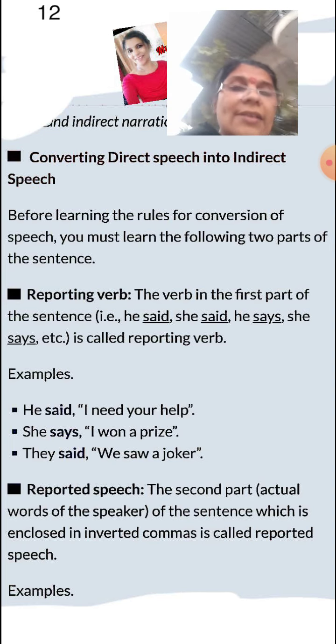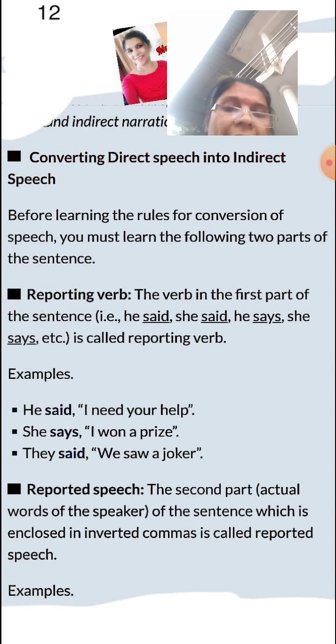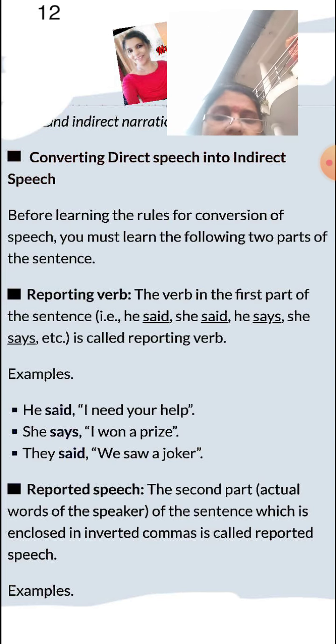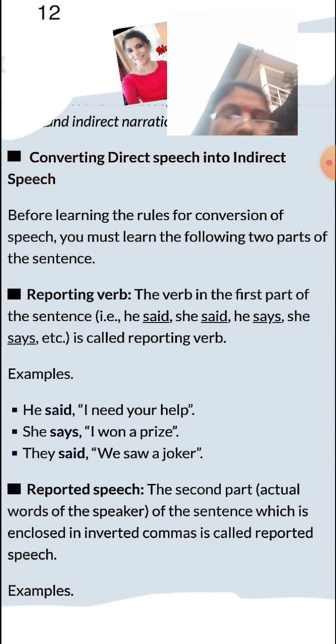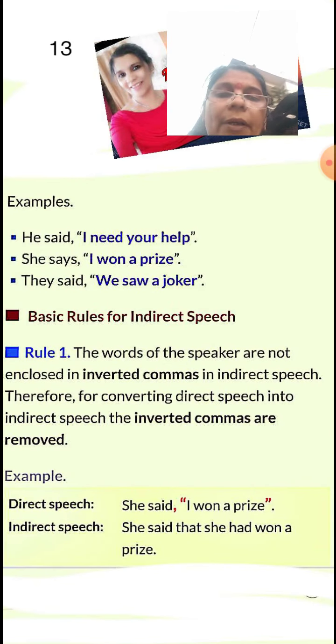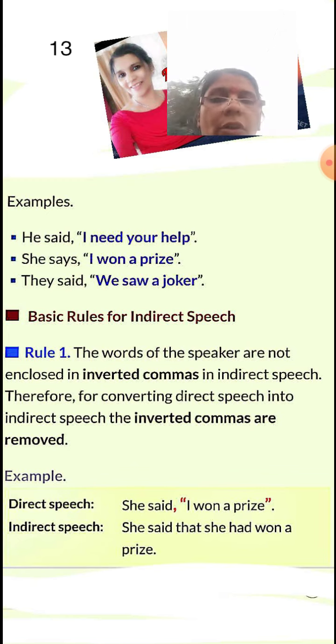Reported speech. What is reported speech? The second part, the actual words of the speaker in the sentence which are enclosed in inverted commas, is called reported speech. For example, he said, "I need your help." "I need your help" is the reported speech. She says, "I won a prize." "I won a prize" is in inverted commas, so this is the reported speech. "We saw a joker."